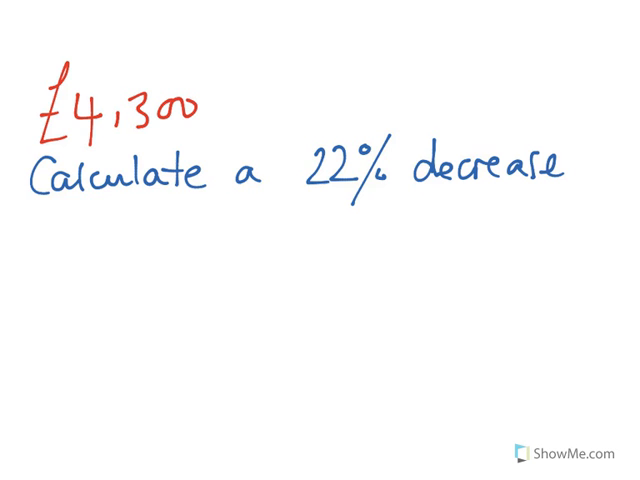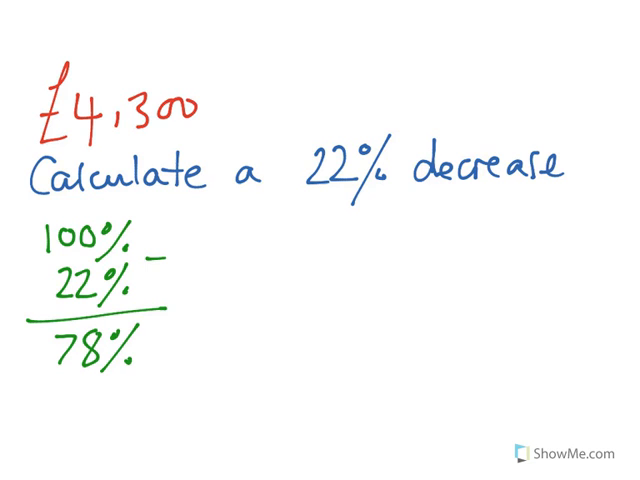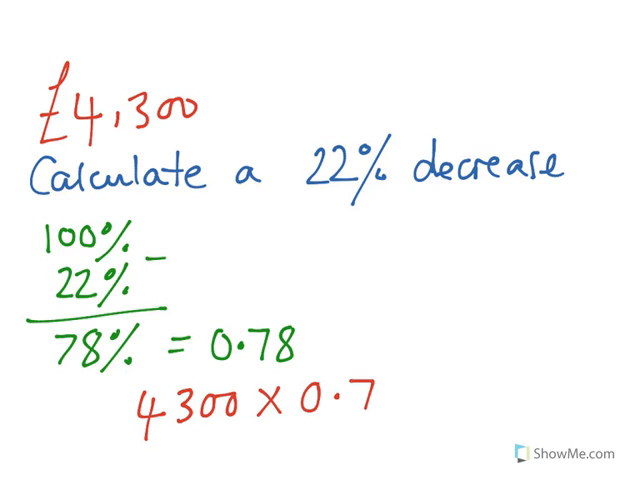Let's have a look at a couple more then. So this time it's a 22% decrease. So we're still going to be starting with 100%, but this time we're going to be taking away 22%. So when I take away 22%, that's going to leave me with 78% that I'm actually trying to find. And remember, we've got to convert that to the decimal equivalent. So the decimal equivalent for 78% is 0.78. So therefore what I need to do is start with my original amount and times it by my percentage multiplier to calculate my answer.